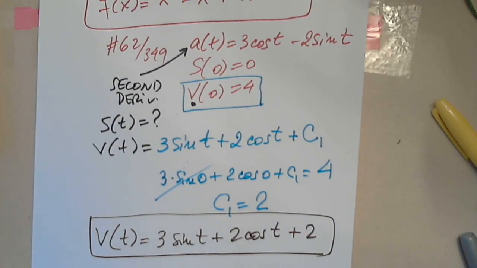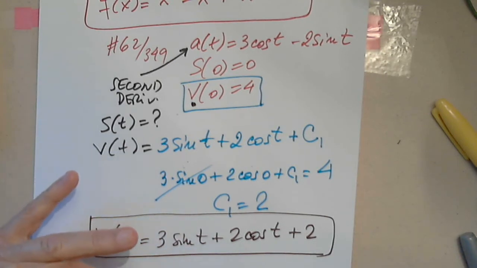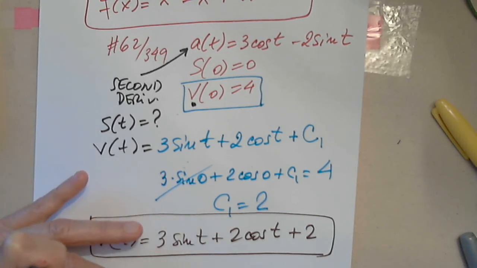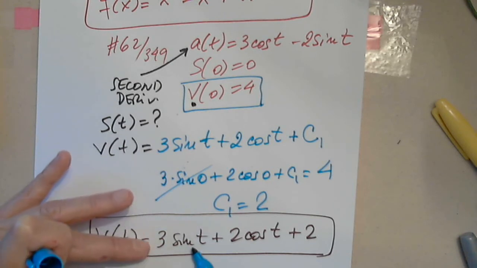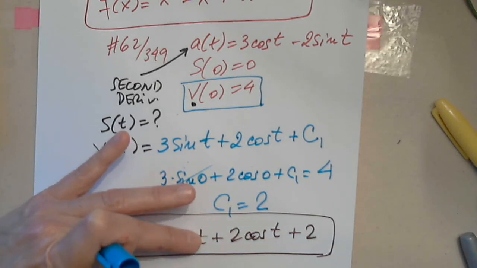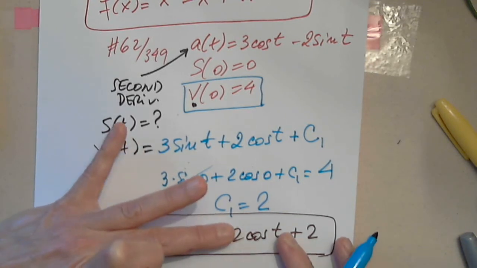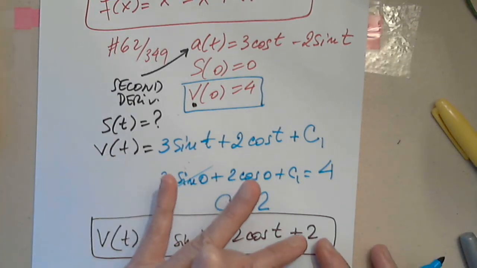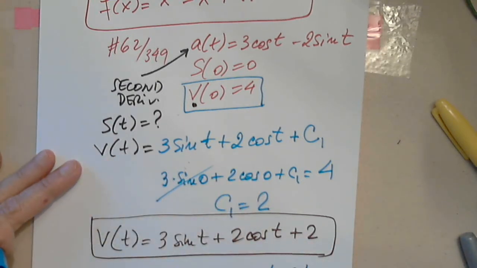So that would be s of t, which function prime is 3 sine t, and that is negative 3 cosine t, because when I differentiate negative 3 cosine t, I get 3 sine t. Plus 2, which function prime is cosine? Well, it's sine t. Plus, which function prime is 2? That must be 2t. Plus a constant c2, to be differentiated from c1, not to be confused with c1.